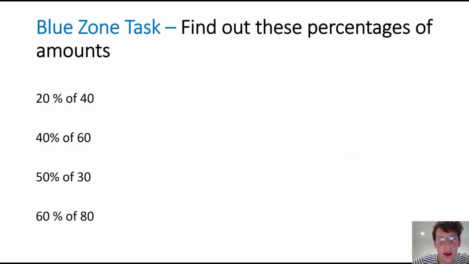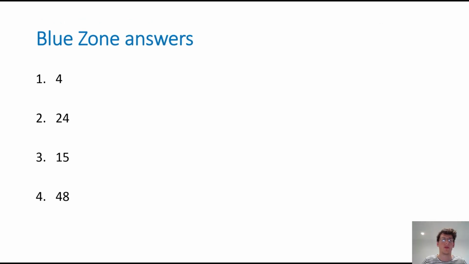Lovely. Excellent. So, Blue Zone. This is everyone, but specifically Blue Zone, as some of you are just starting this now. You are going to find out these percentages of amounts. So here you have 4 percentages of amounts questions, and I would like you to answer them. And I'd prefer that you use the step-by-step guide that I have used, as it will help you. So everyone, please pause the video, complete that task, and then press play when you're ready to go through the answers. So the answers were 1 was 4, 2 was 24, 3 was 15, and 4 was 48.